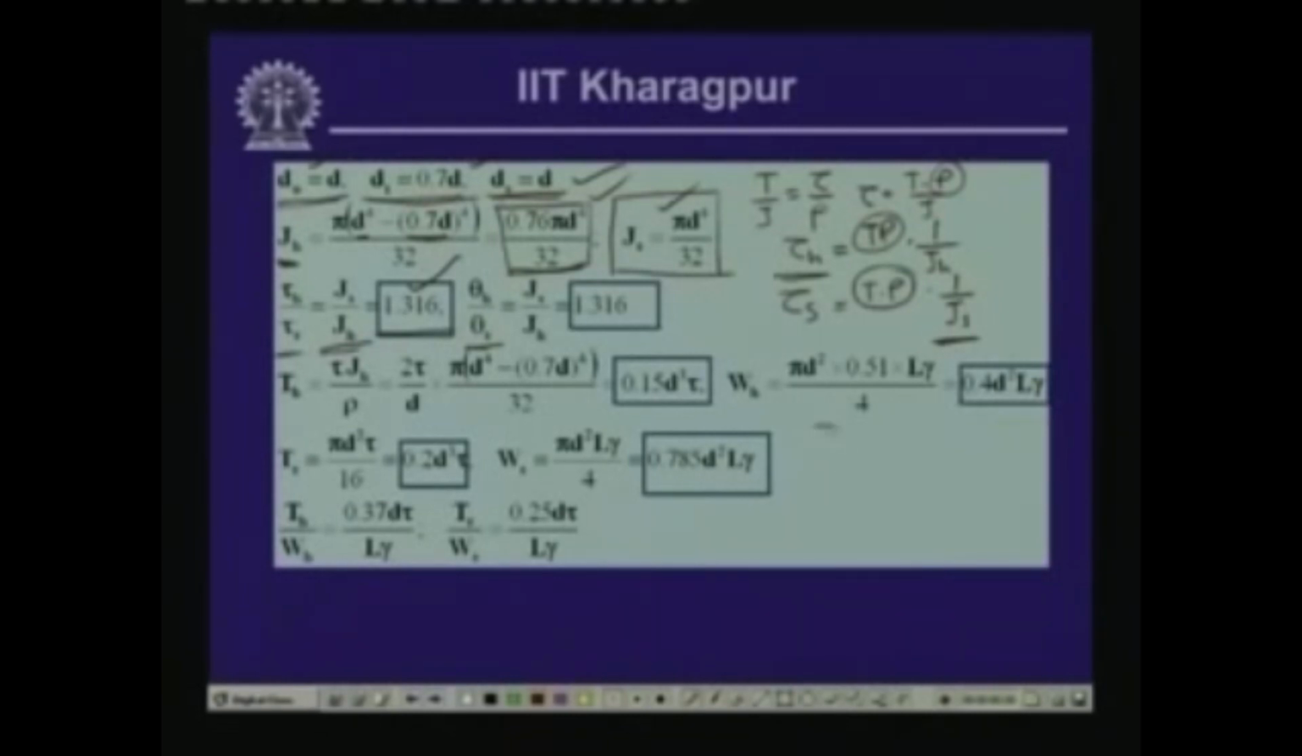Now, again if we take the ratio of the angles of rotation, theta hollow to theta S, and this is again T by J is equal to G theta by L, hence theta is equal to T L by G J. Now, all other parameters T, L and G are common for both the shafts, both hollow as well as solid. So, the parameter which is varying is J. So, theta H by theta S is equal to 1 by JH times JS by 1. So, again this is JS to JH. If we compute that, we have seen it as 1.316.